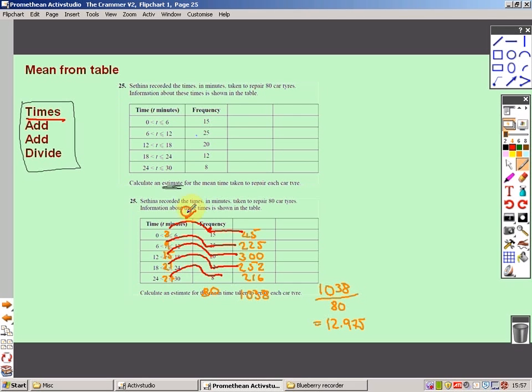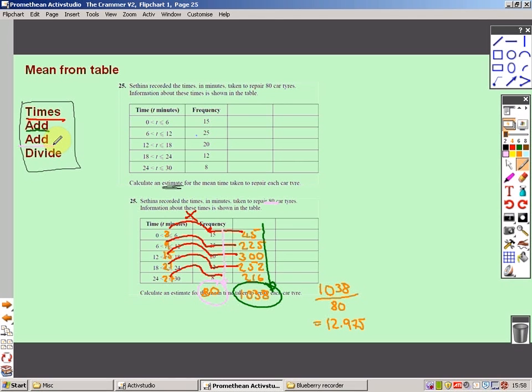So that's my times. I've then got to do my add. The first add is adding up the times that I've just done. There it is. The second add is going to be adding up the frequency. There it goes. It's 80. It was easy this time. They actually told me in a question it was going to be 80. I did it to check, but it's there, 80.